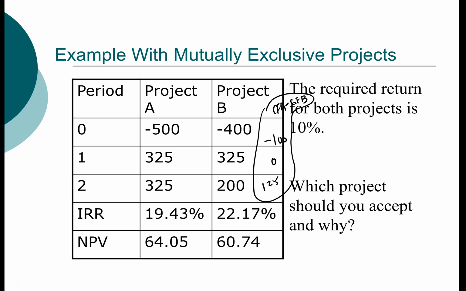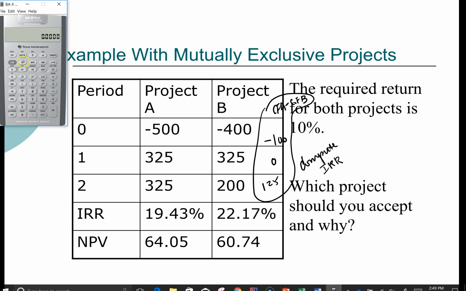Next, we compute the IRR on this difference. So the first thing we do is we want to clear the cash flow. So we'll do second function, clear work. And cash flow in year 0, the difference is $100, but is negative. So we'll enter that. And cash flow in year 1, the difference is 0. So we'll just enter 0. And then the cash flow in year 2 is 125. And we'll enter that. And that's all that is. And we'll compute the internal rate of return. So press IRR and then press compute. So we have the crossover rate of 11.8%.